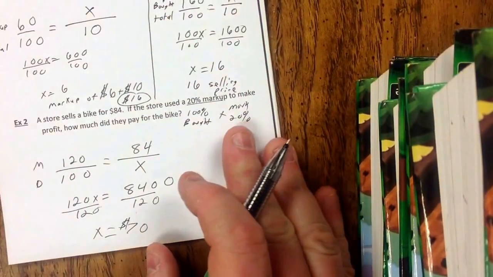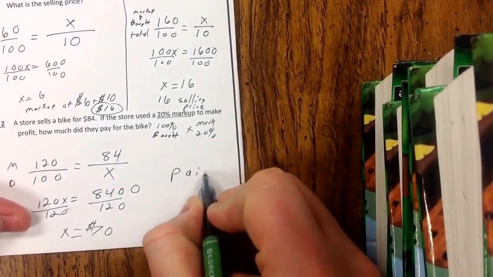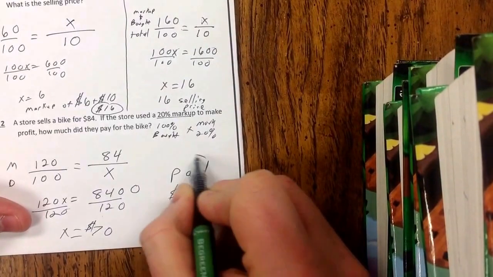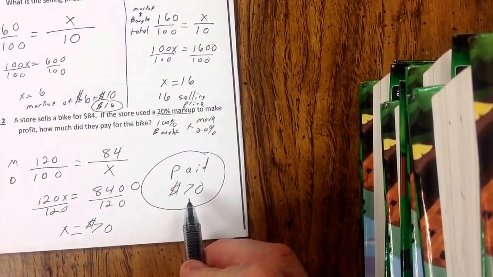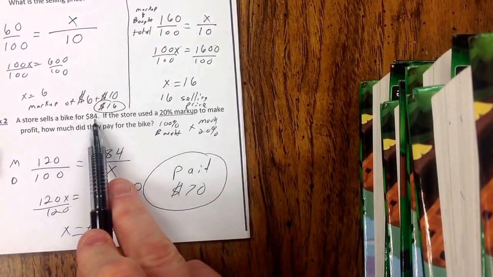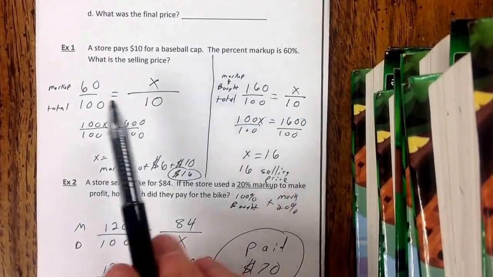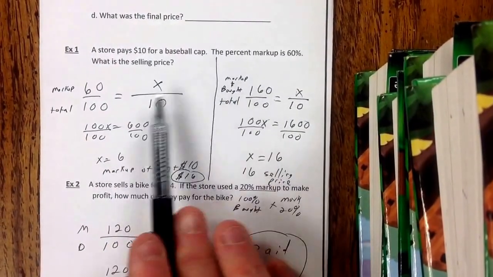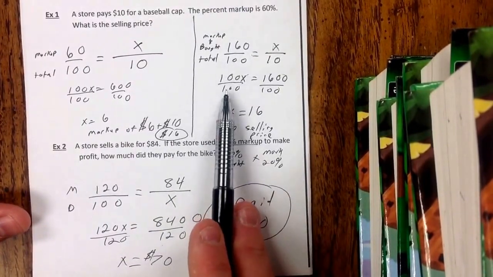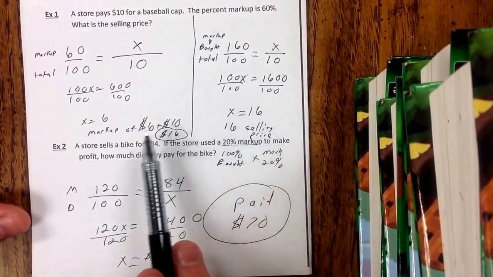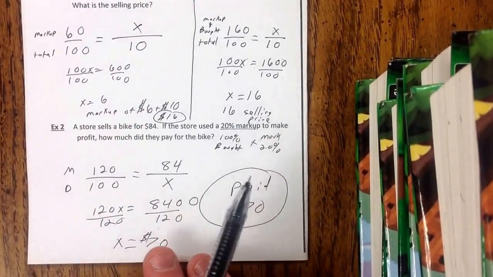Now, that's a good time to sit there and ask yourself, does that make sense? They paid $70. Does that make sense that they paid $70 and they sold it for $84? Are they going to make a profit? And hopefully that'll make a little bit of sense. So that's what I'm saying here. You can use either method, but when you come down here and they only give you the price, then you're going to probably want to use this method. Besides that, you don't really know where that's coming from, and that gets a little difficult.